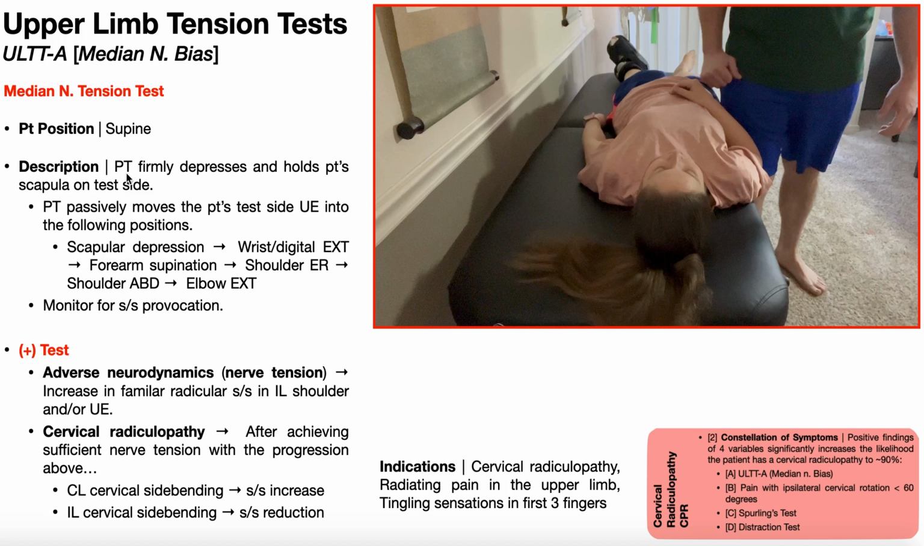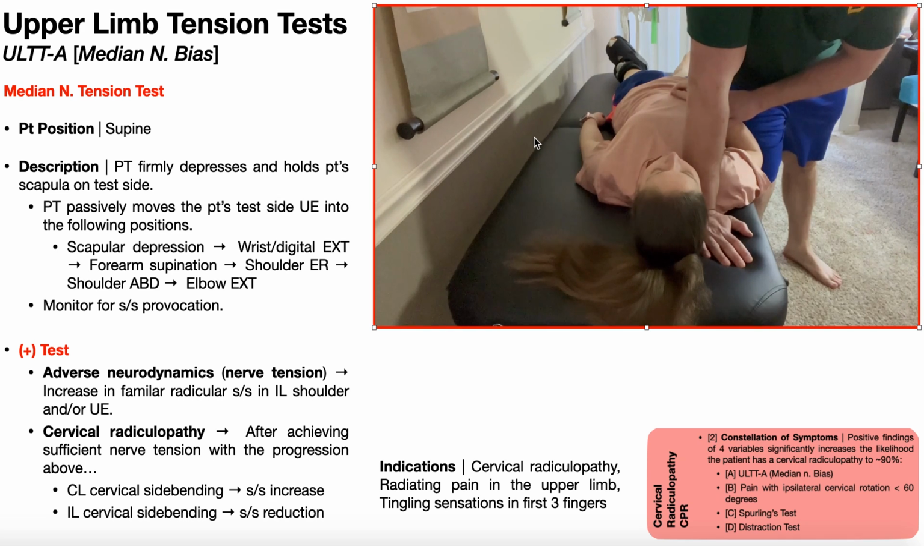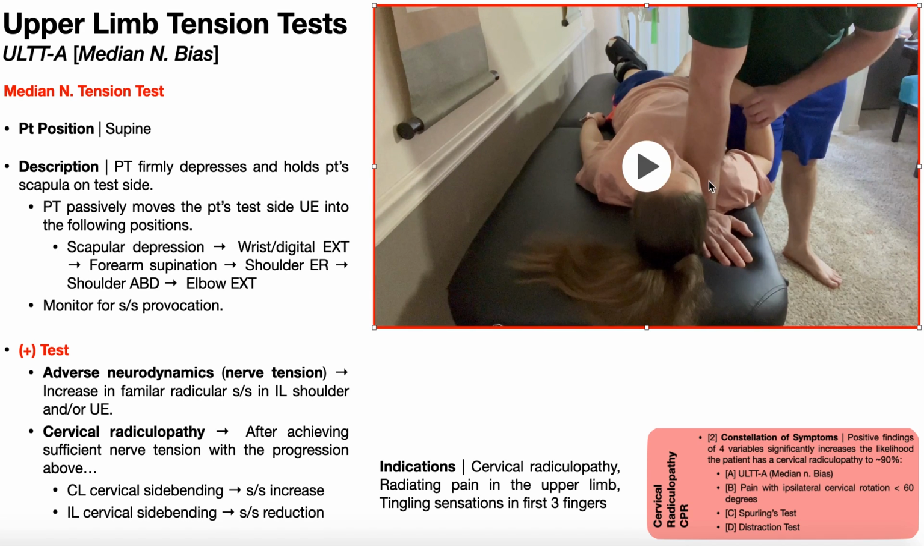The first thing the PT is going to do is firmly depress and hold the patient's scapula on the test side. One common mistake is not depressing or stabilizing the scapula enough. Just because she's lying on the scapula and it's sandwiched between her body weight and the table doesn't mean that the scapula is fixed. It will still move when we start moving the arm, especially if there's tightness. So you need to really get in there with your forearm and really hold that scapula down, as you see right there. And you need to maintain this position of that arm throughout the duration of the test.